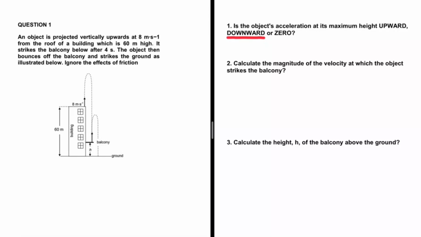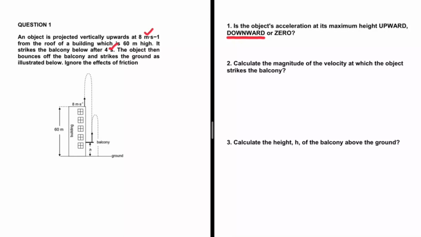The second question: calculate the magnitude of the velocity at which the object strikes the ground. Well, let's go through our question statement. An object is projected vertically upwards at 8 meters per second from the roof of the building, which is 60 meters high. It strikes the balcony below after 4 seconds. The object then bounces off the balcony and strikes the ground as illustrated. We are looking for the magnitude of the velocity as the object strikes the ground.